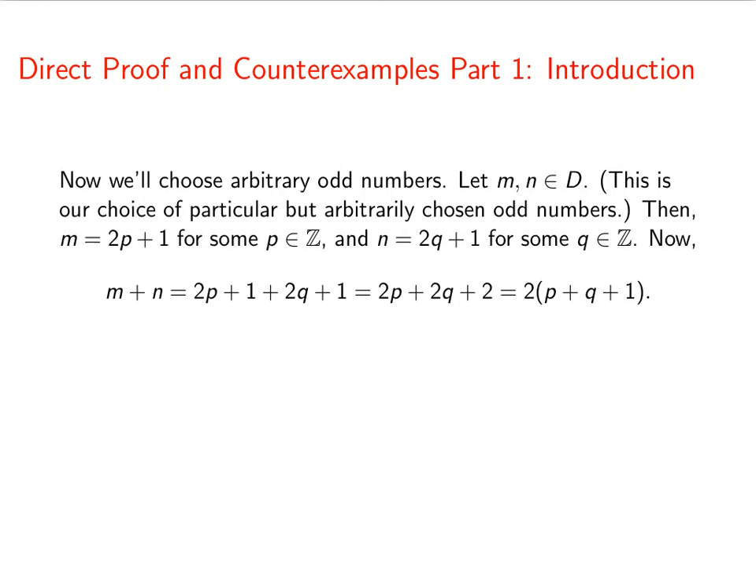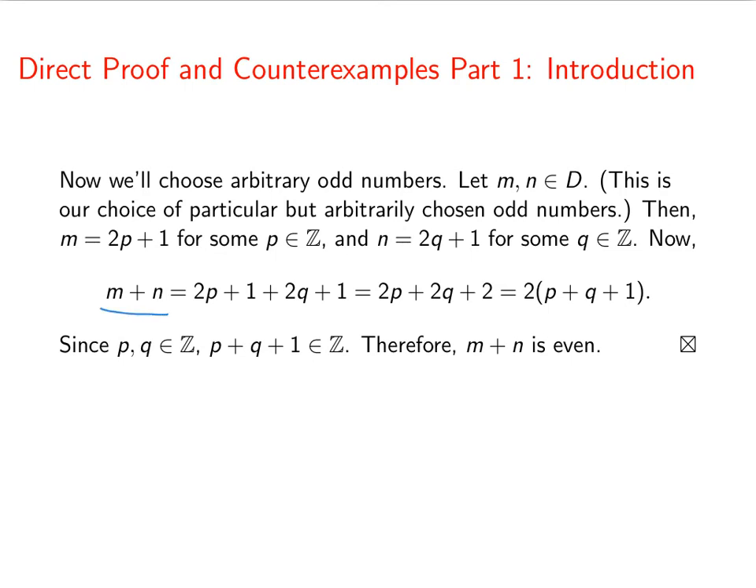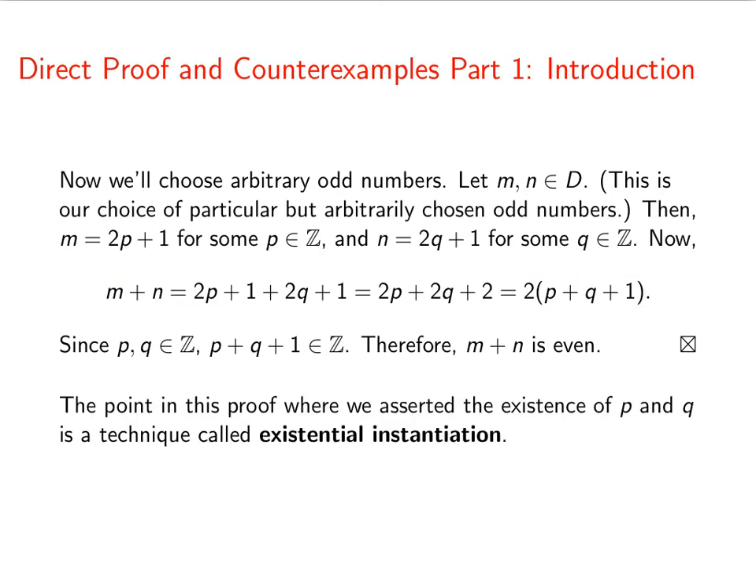Now we can say that m plus n is equal to 2p plus 1 plus 2q plus 1, and we'll rewrite that as 2p plus 2q plus 2, and then we factor out the 2. Now we know that since p and q are integers, p plus q plus 1 is also an integer. This is just a property of the integers that we accept, that when we add integers, we still get an integer. So therefore, m plus n is even, because we have expressed m plus n as 2 times some integer. And remember, that's the definition of what it means for a number to be even.